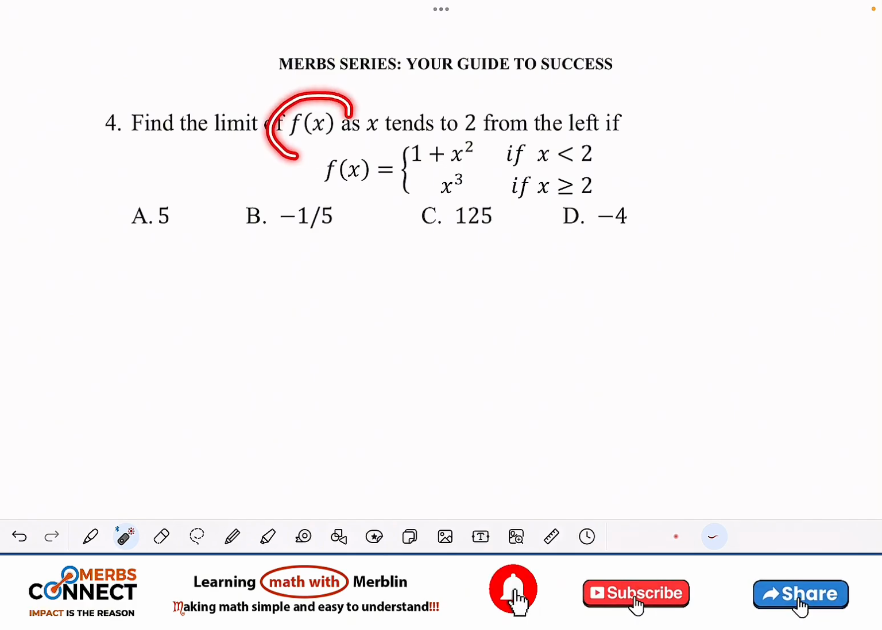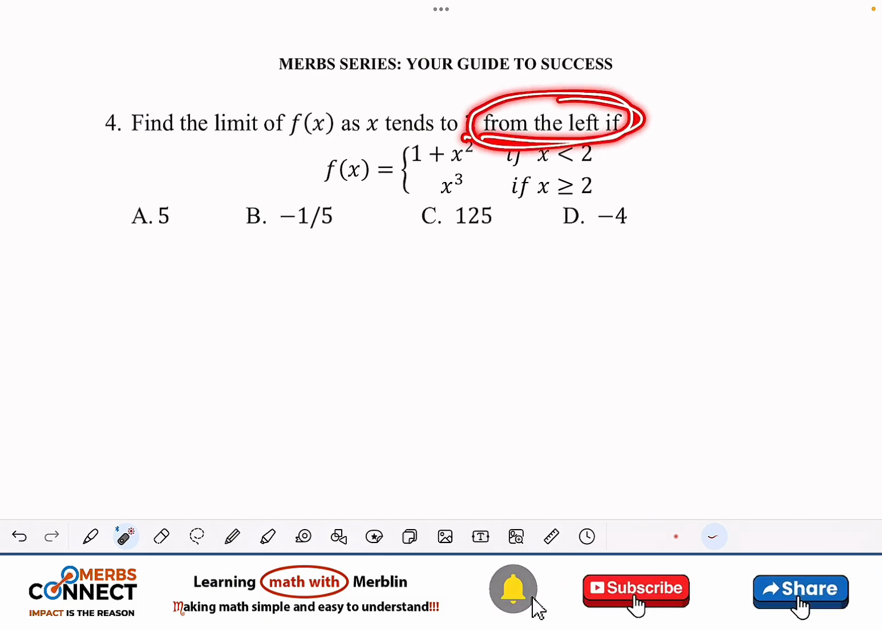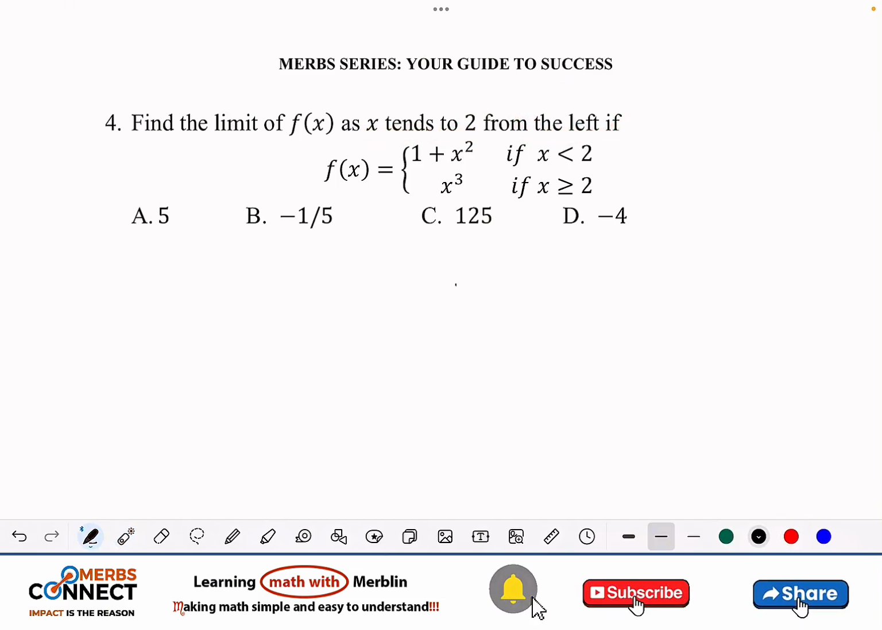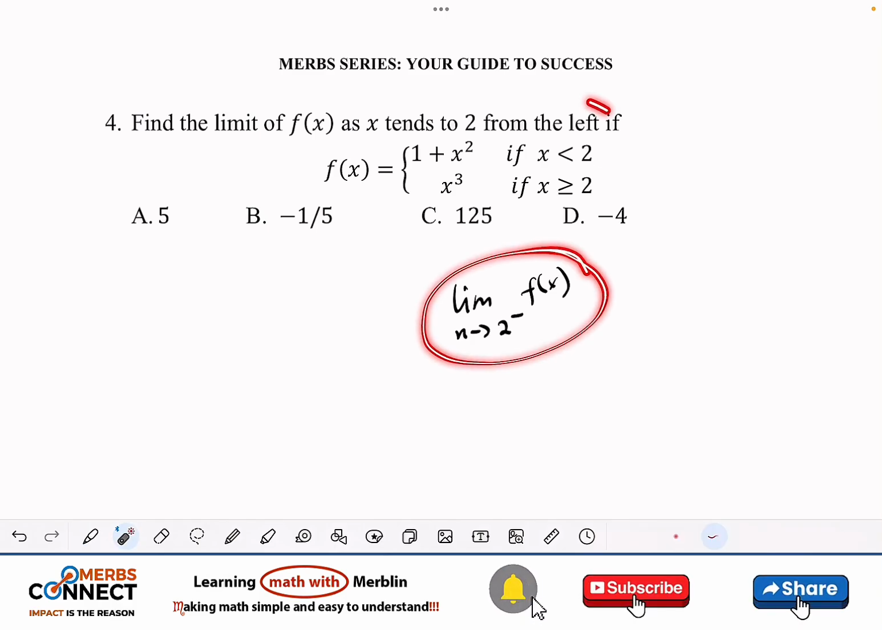So find the limit of this as x tends to 2 from the left. This one was written in left. We want to find the limit as x tends to 2. It means that x is approaching 2 from the left. So this is what the question is asking. It's asking us to find the limit as x is tending to 2 but from the left of f of x. So instead of writing it out for us, they wrote it in this form. So this minus here means that all the x values are less than 2.